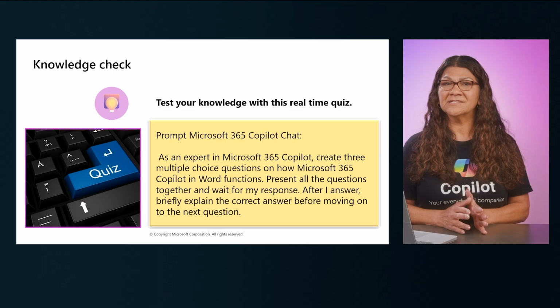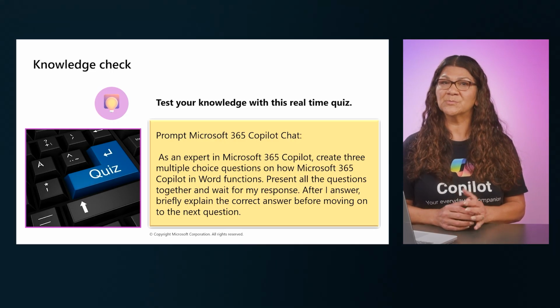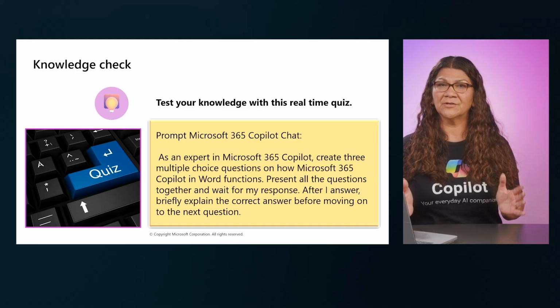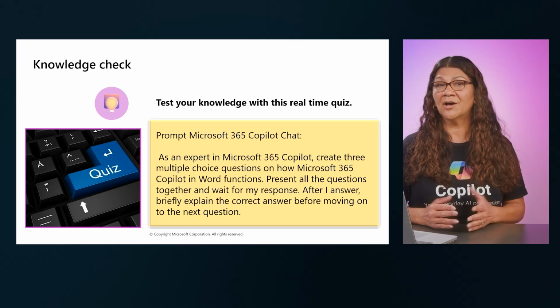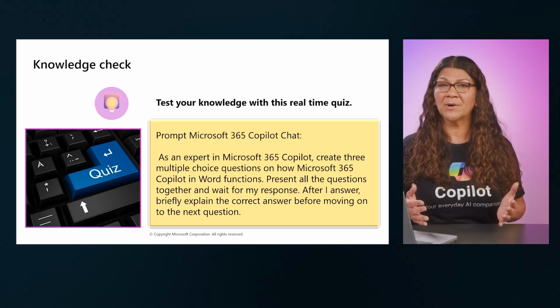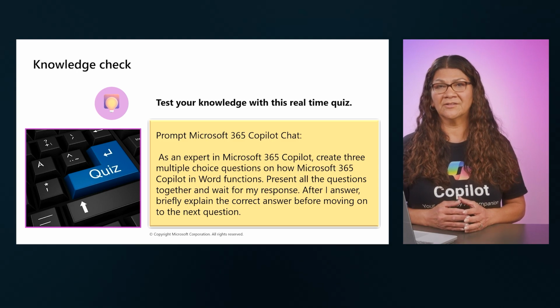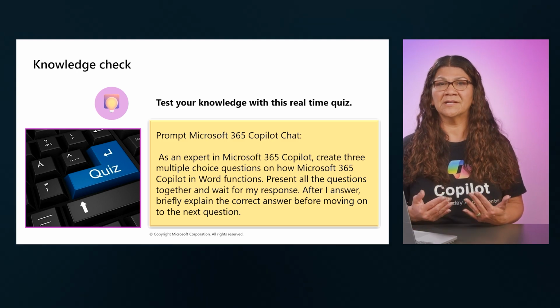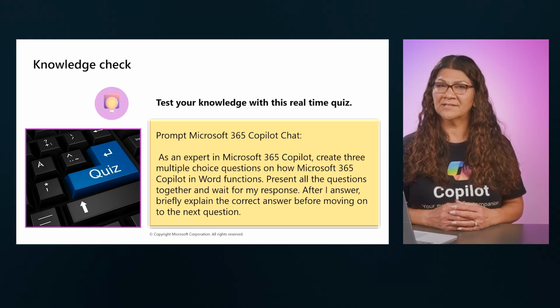You may also get started by using the prompt shown here. As an expert in Microsoft 365 Copilot, create 3 multiple-choice questions on how Microsoft 365 Copilot in Word functions. Present all the questions together and wait for my response. After I answer, briefly explain the correct answer before moving on to the next question.